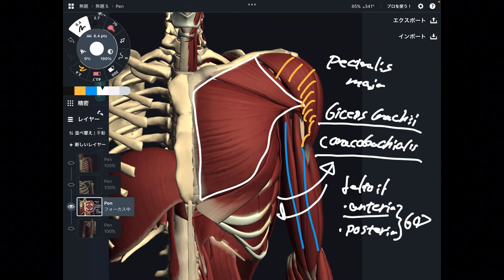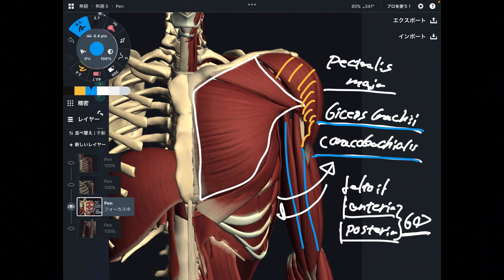Now anterior fiber and posterior fiber can do adduction. Okay, 60 degrees is kind of a border for the anterior fiber and posterior fiber. Above 60 degrees, they can do abduction. Below 60 degrees, they can do adduction. Okay, very important muscle. So this is pretty much it from the front view. Pectoralis major, biceps brachii, coracobrachialis, deltoid, anterior and posterior fiber. Let's move on to the posterior view.